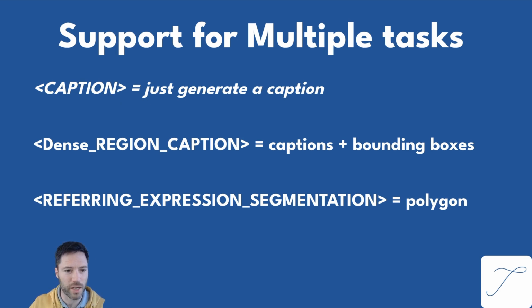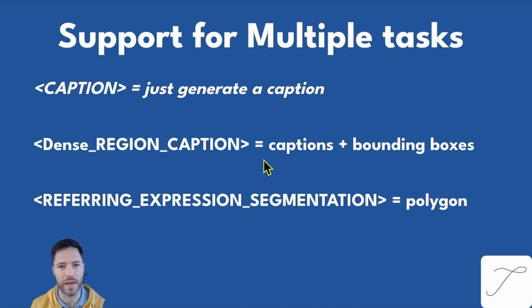I'll go through them in detail, but the main three are caption, just to generate a caption, and dense region caption, which should be all caps, where it'll give you back a caption like a Labrador, but also it'll tell you the bounding box for the Labrador. And then there's referring expression segmentation, where you can input dog and it will provide you with the polygon outline of the Labrador.